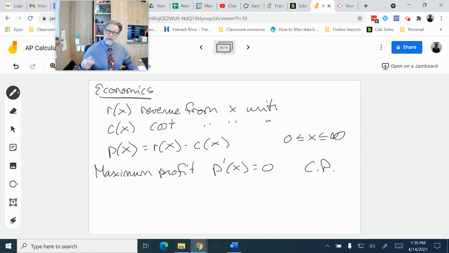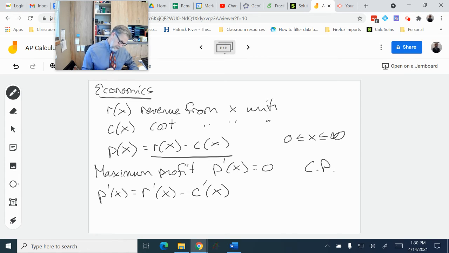So we will double check to make sure that it's a maximum, not a minimum. But we're going to assume that that maximum will have to occur at a critical point. So let's think about the derivative of profit. Well, P prime of x equals, since P of x equals R of x minus C of x, we can conclude using the difference rule that the derivative of profit is equal to the derivative of revenue minus the derivative of cost. And if I set that equal to 0, we discover that the maximum profit will occur when these two quantities are equal.